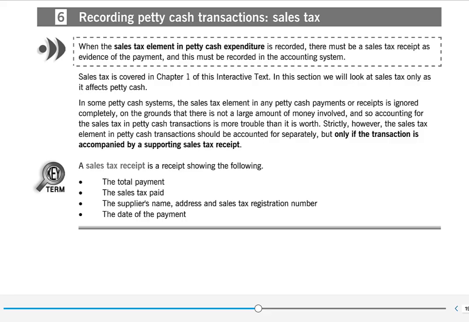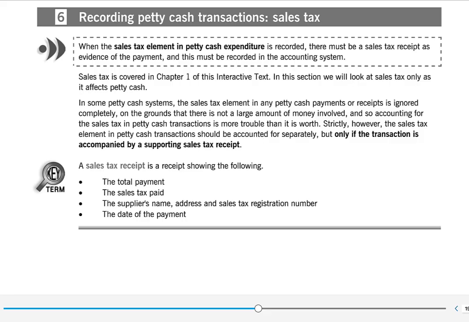When do we record sales tax separately? We record sales tax separately only when the receipt proves the tax amount, so we must look at the receipt carefully. We ask, is this a sales tax receipt or just a simple till slip with no tax details? If it is a proper sales tax receipt, then we can record the tax separately. If it is not, then we record the full amount as an expense.